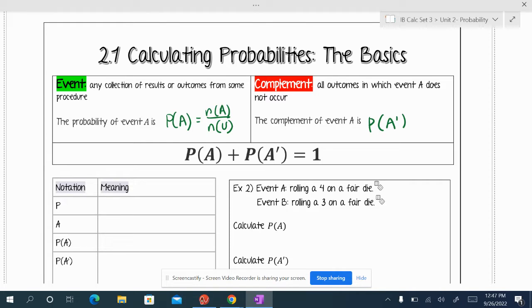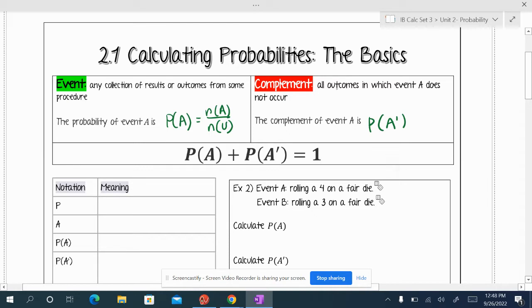So, the probability of event A equals the number of times that A happens over the total sample space or the number of trials.